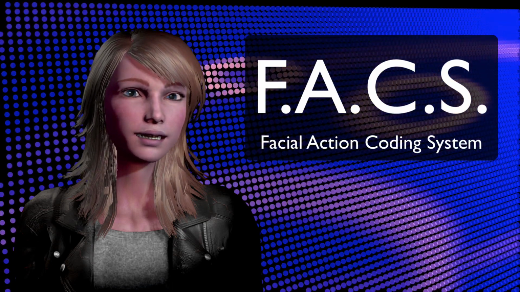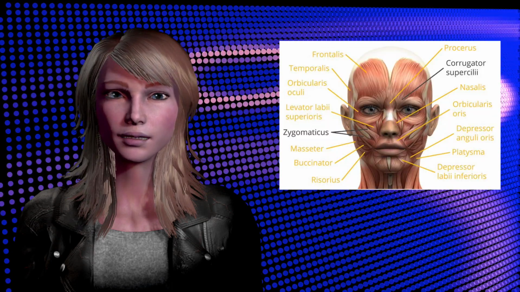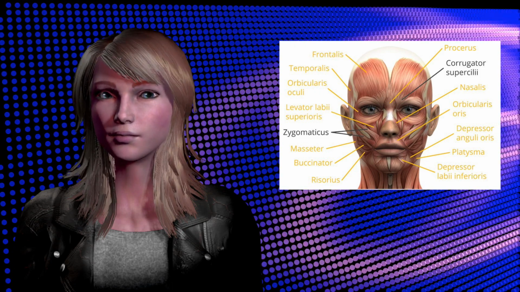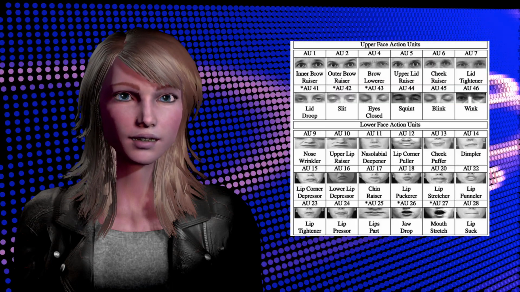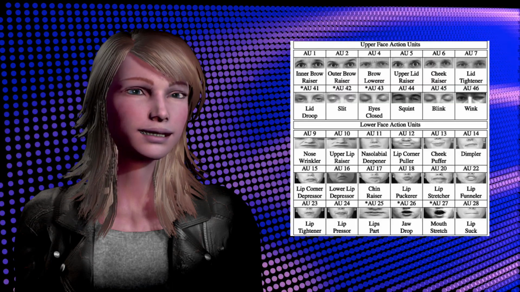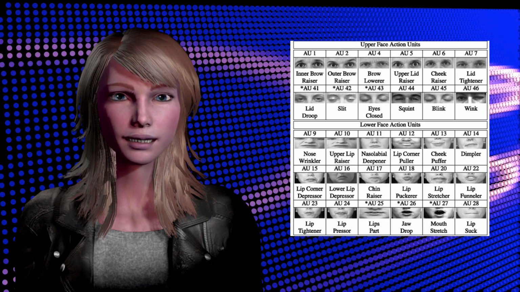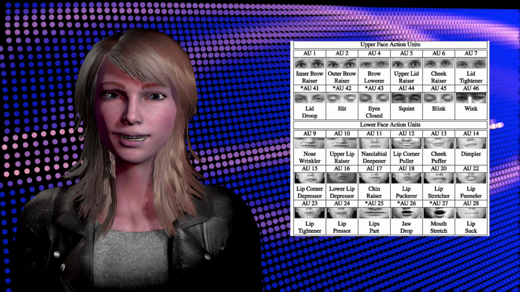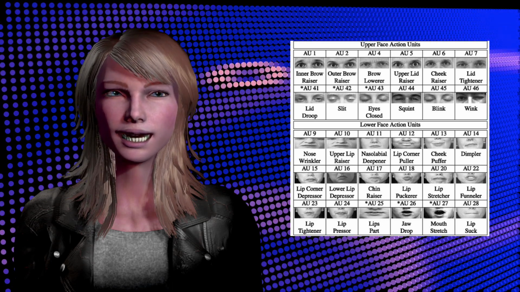And this was designed in the late 60s by a Swedish anatomist, and basically he broke down every muscle in your face that is triggered when you make an expression, and he broke each one down into its own action unit, and then he rated how strongly that unit was activated on a scale of A to E, because science.